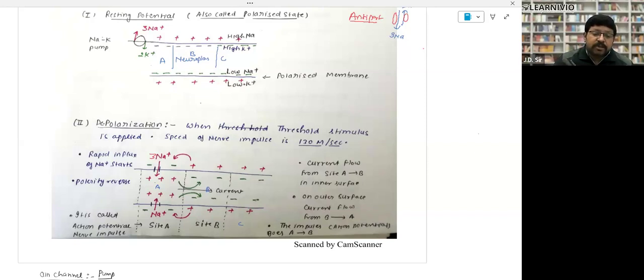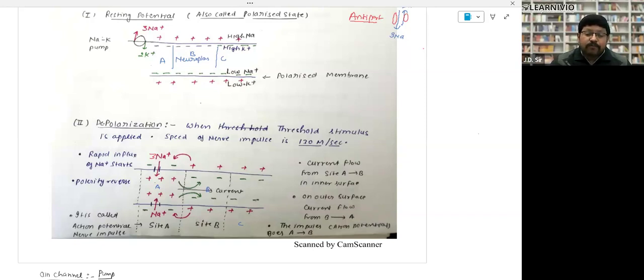Now, this positive charge will start moving from A side to B side. Why? Because still at the B side, there is a negative charge, right? So information will start flowing from A side to B side, right? Polarity will get reversed. Rapid influx of sodium ion will start. Polarity will get reversed. It is called action potential of nerve impulse, right? At site A, right?